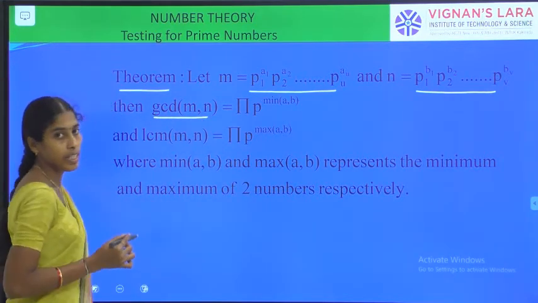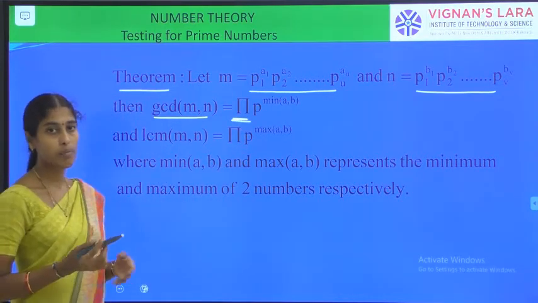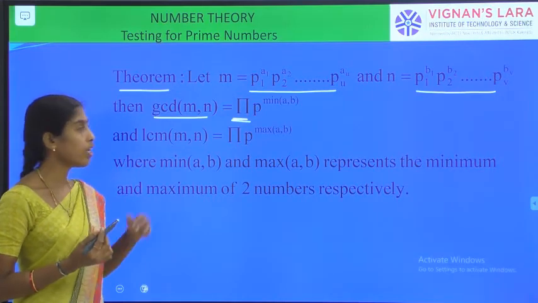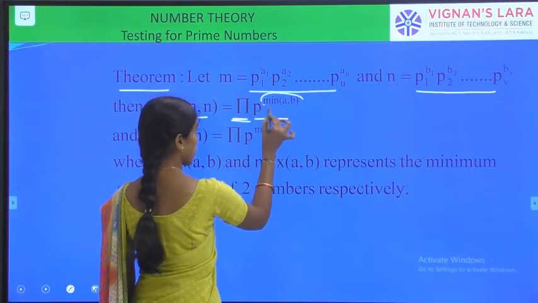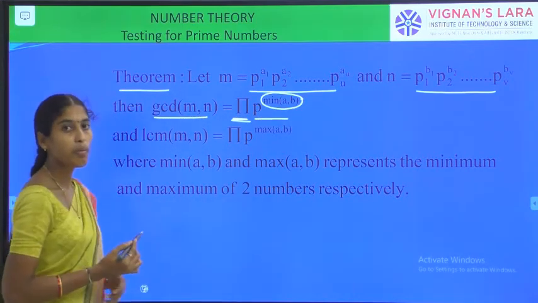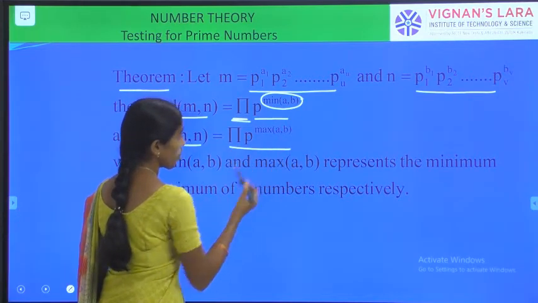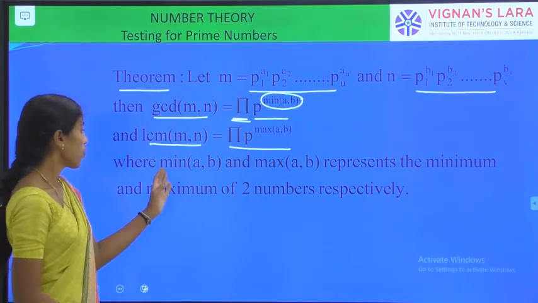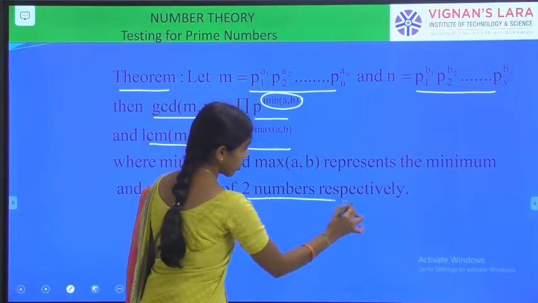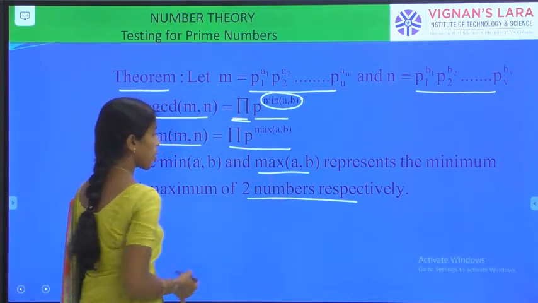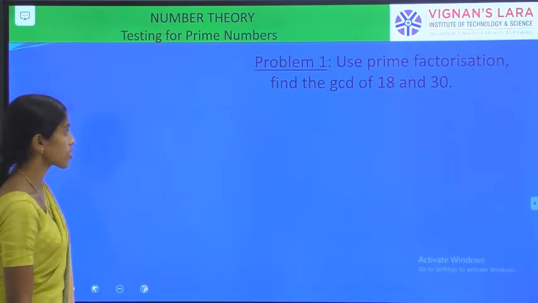Then GCD of m comma n is the product, this pi means the product, like sigma. Sigma means we are taking addition, pi means product. This is p to the power minimum of a comma b. In GCD, we consider the minimum of a comma b, whereas in LCM it is the same product of pi to the power maximum of a comma b, where min of a comma b represents the minimum of the two numbers respectively. Max of a comma b represents the maximum of the two numbers, right? Now we will see the problems on this theorem.